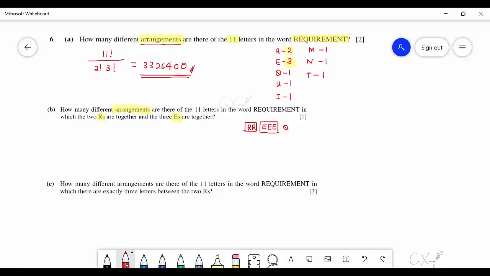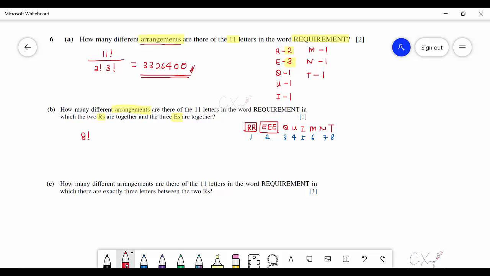And then we have Q, U, I, M, and T. Okay, so let's count now. How many items do we have here? We have one item, then 2, 3, 4, 5, 6, 7, 8. We are going to arrange only 8 items here, so we will have 8 factorial.